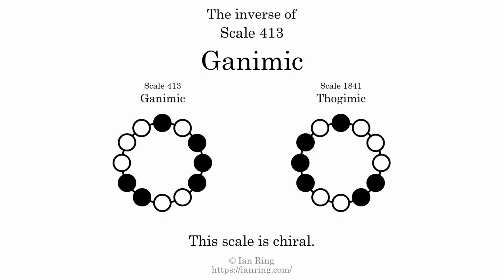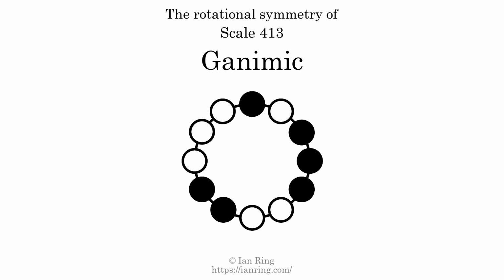The inverse of a scale is a mirror image. It is what you get when the sequence of intervals is reversed. The inverse of this scale is scale 1841, also known as the Ganimic. This scale is chiral. It cannot transform into its inverse by rotational transformation. This scale has no rotational symmetry.